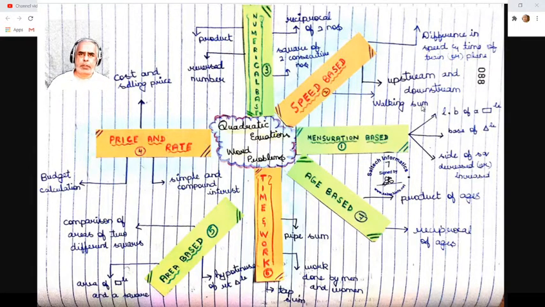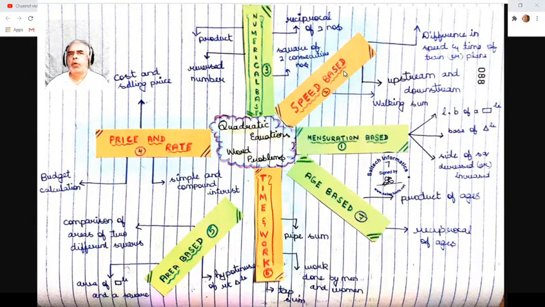Then side of a square, and sometimes they can give reducing the side, increasing the side, likewise. So these are all the very famous problems associated with mensuration, that is surface area or area. And then let us move to the speed-based problems.